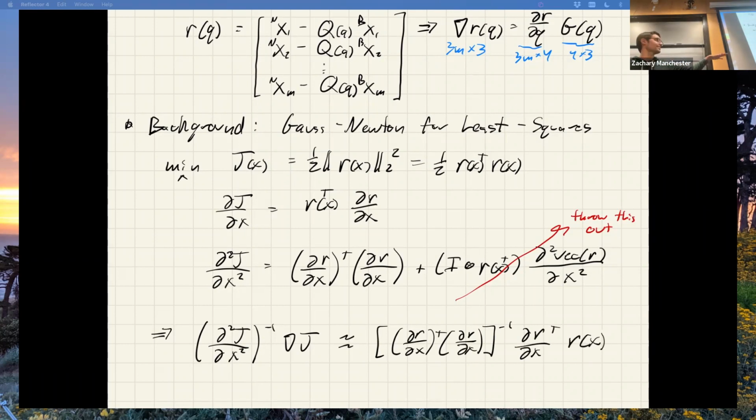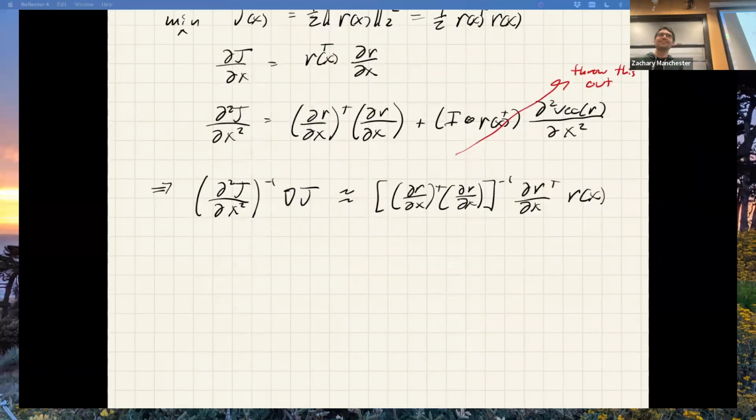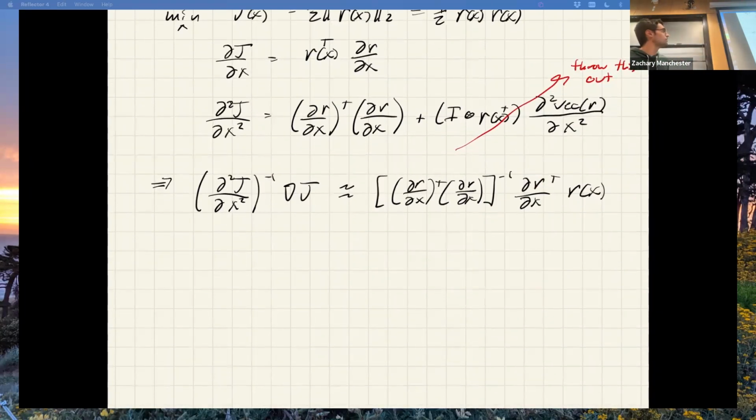Cool. This is also, what do we call this? Normal equations, or what else is this called? This is also called the pseudo-inverse of the Jacobian. Okay, so these are all kind of the same thing. So that's Gauss-Newton. Oh yeah, d squared vec of R dx squared. That's the Hessian of the residual written out using our vec tricks for doing tensors, because otherwise that would be a third rank tensor.